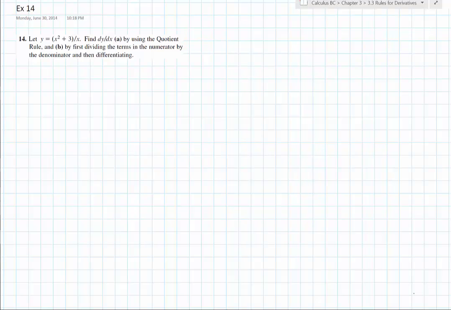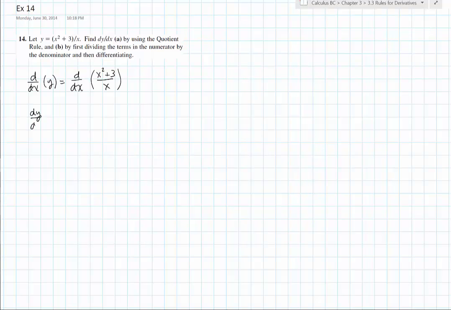Here's problem number 14 from section 3.3. We're asked to find dy/dx by two different methods, and let's go ahead and try this out. Let's take the derivative with respect to x of both sides of the equation: y = (x squared + 3) all over x. And they're going to ask us to use the quotient rule.